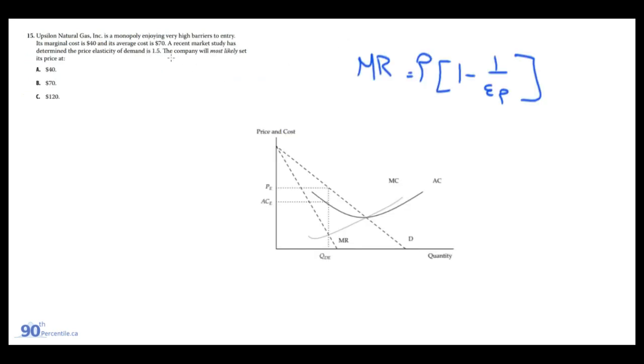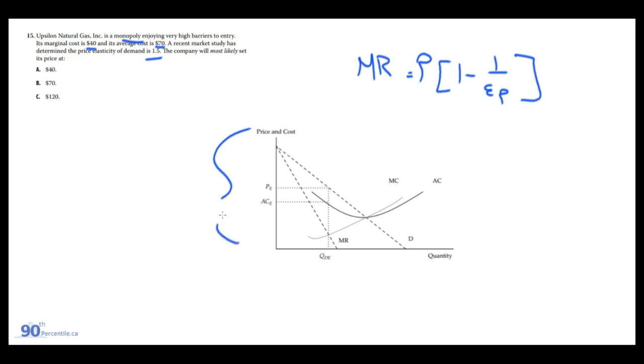Here we have a natural gas company that's a monopoly, enjoying very high barriers to entry. Marginal cost is 40 bucks, average cost 70, and the price elasticity of demand for its product is 1.5. So 40, 70, 1.5. The company will most likely set its price at which price?